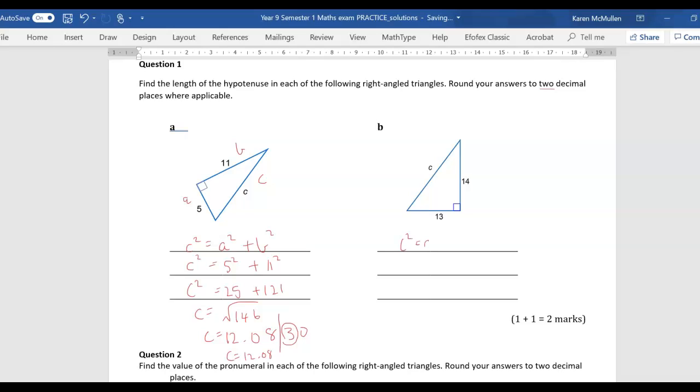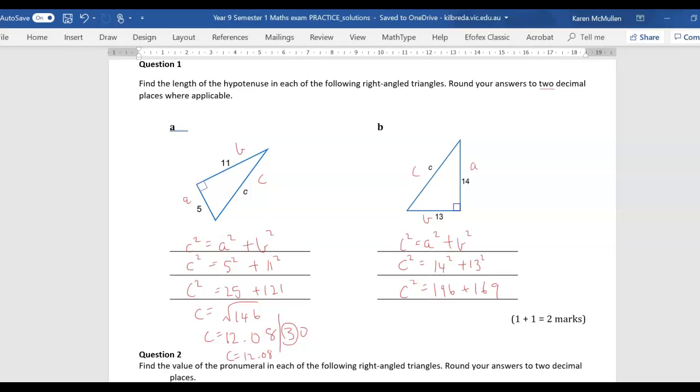Writing the formula, labeling your triangle, it doesn't matter which one is A or B, as long as C is your longest side. A is 14, B is 13. All right, 14 squared, I think from memory, is 196. I might just check that in a sec on my calculator. And 13 squared is 169. Cool. Sorry, I'm just checking on my calculator.